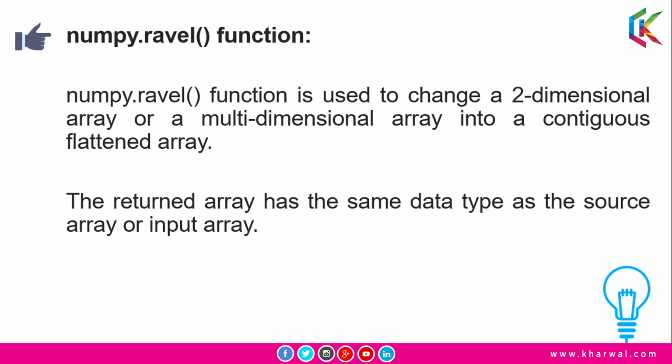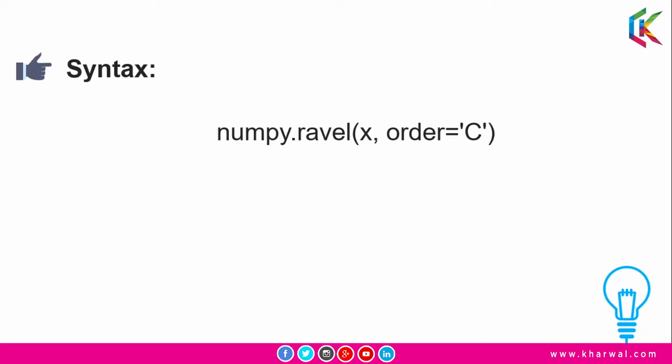Now let's go ahead and discuss the syntax of this function. So here is the syntax, and mainly there are two parameters in this function, x and order. And x is array-like. This parameter defines the input array which we want to change into a contiguous flattened array, or we can say a one-dimensional array. The array elements are read in the order specified by the order parameter and packed as a 1D array. So guys, let's go ahead and discuss the order parameter.